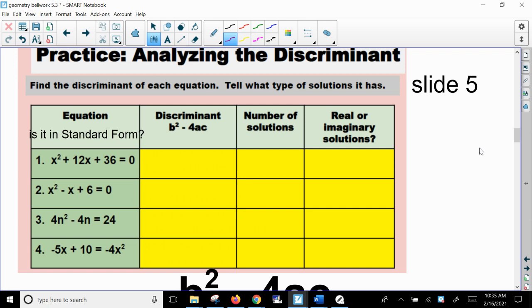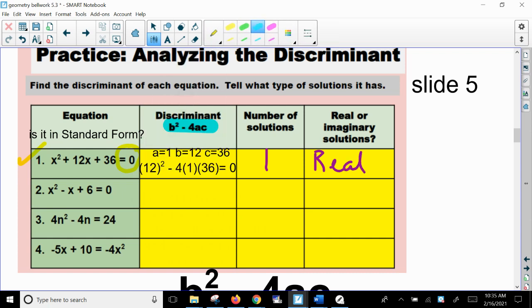For number 1, first of all, we check to see if the equation is in standard form. It does say equals 0, so yes, it is in standard form. That means A is 1, B is 12, and C is 36. When we find the discriminant, we use B squared minus 4 times A times C. So 12 squared minus 4 times 1 times 36 gives 0. So the discriminant is 0. Since we got 0, our equation has 1 real solution.